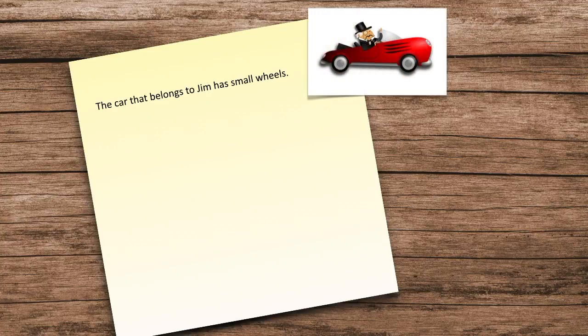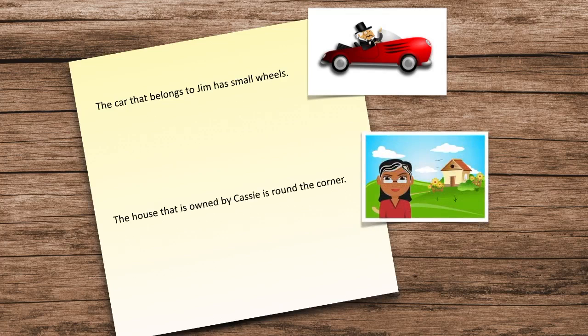Okay, I would like you all to take a look at these two sentences. The first one is: The car that belongs to Jim has small wheels. There you see Jim with his car. And the second one: The house that is owned by Cassie is round the corner. Alright, specifically, I would like you all to take a look at these portions of the sentences: the car that belongs to Jim, the house that is owned by Cassie.